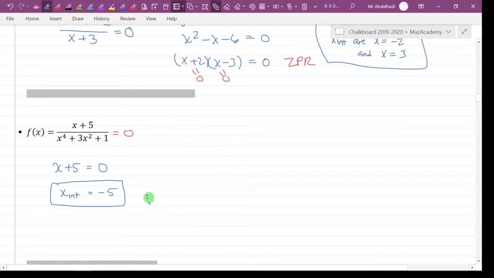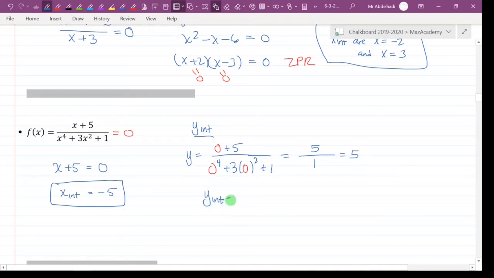Now we want to find the y-intercept. The y-intercept is what you get when you make x 0. So now just put in a 0 for all the x's. The top is 0 plus 5, so the top is 5. The bottom is 3 times 0 squared, so it's just 0, and the bottom becomes 1. So it's 5 over 1, and your y-intercept is 5. So there you go. You have a y-intercept of +5 and an x-intercept of -5.